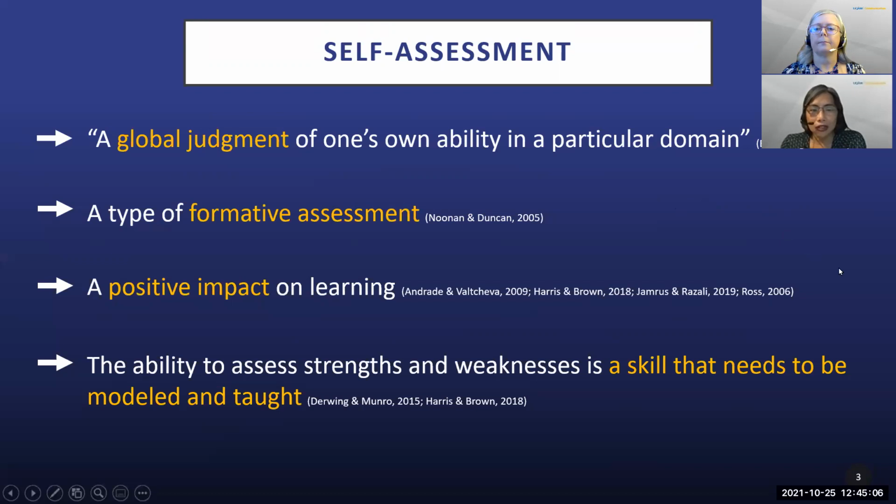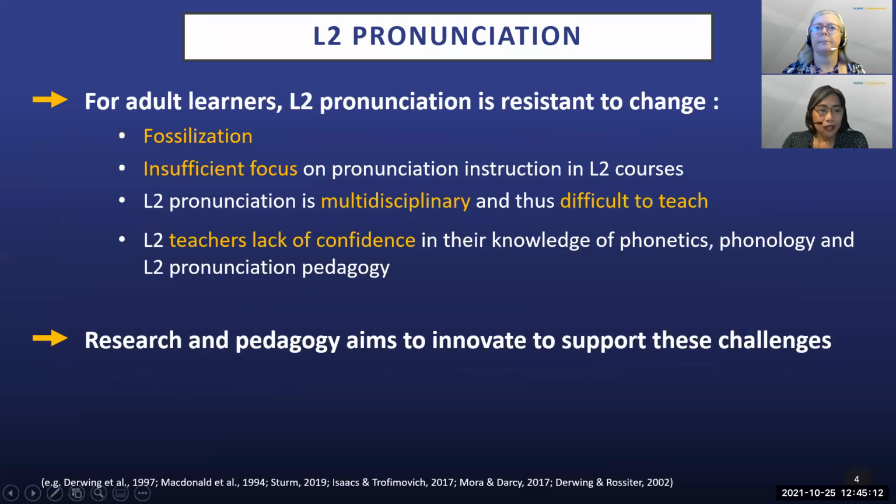Let's now look at one particular skill that is difficult to acquire, and that is second language pronunciation. So research has shown that for adult language learners, pronunciation in the second language is very resistant to change. Erroneous articulatory habits have become fossilized and are thus difficult to overcome. Researchers have reported that some language teachers may feel that they lack the training required to instruct their students in L2 pronunciation and correct their errors. As such, there is often not enough focus on pronunciation instruction in the language classroom, despite an ever-increasing amount of innovative research and pedagogical technology strategies and tools available.